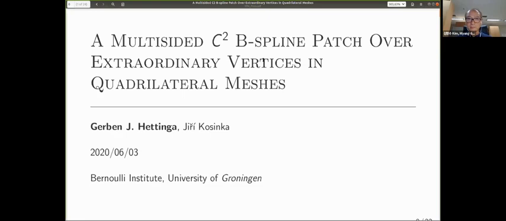The next presentation is multi-sided C2 B-spline patch of extraordinary vertices in quadrilateral meshes. Gerben, you are ready? So you have the control. All right, can you see my screen? Yes. Perfect. Thank you, thanks for the introduction. Welcome everyone. I'm very excited to tell you about the multi-sided C2 B-spline patch over extraordinary vertices in quadrilateral meshes. I'm Gerben Henninga, PhD student of Kosinka from the University of Groningen in the Netherlands.